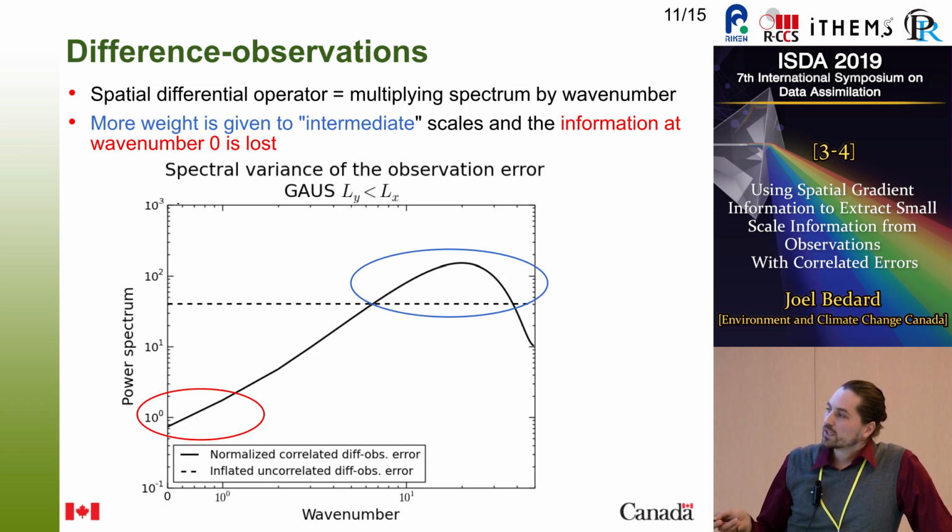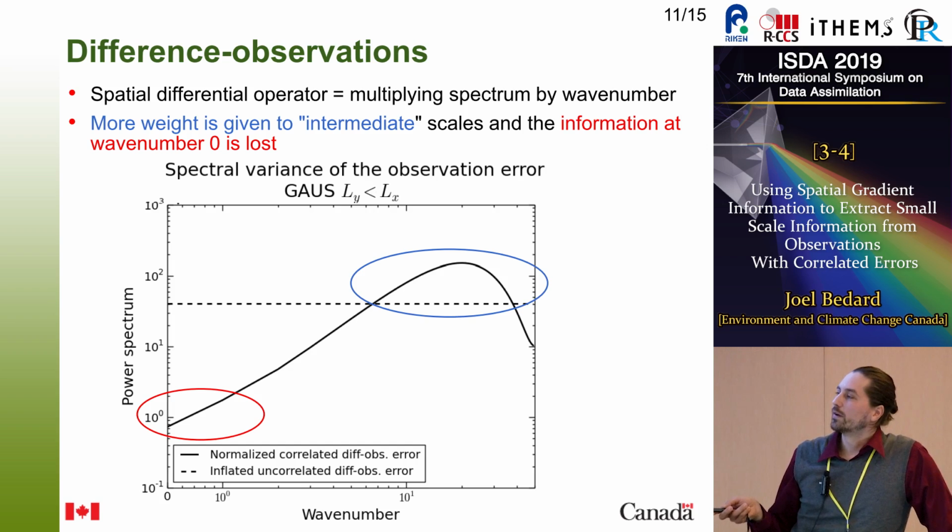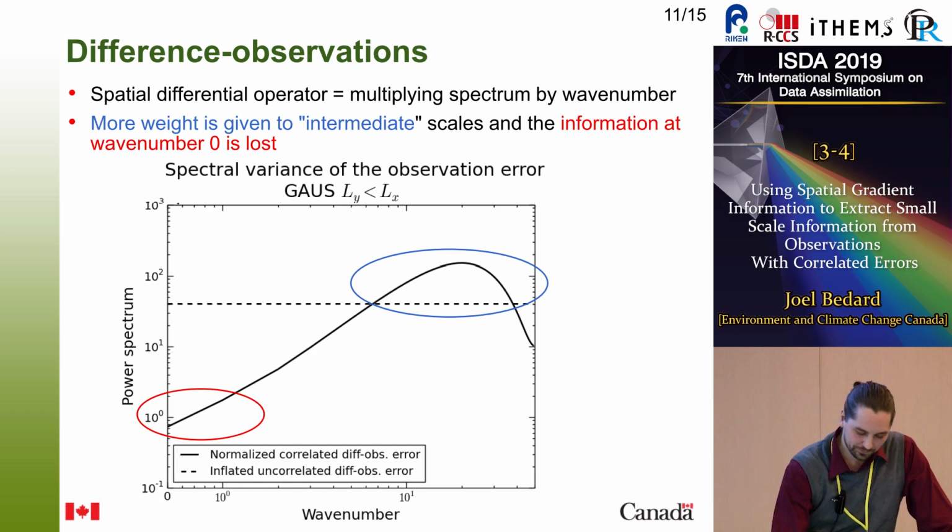I must admit there's a glitch in this graph, because normally when multiplying by wave number 0, the value should be 0, but as I was trying to find a way to plot wave number 0 in a log plot, I introduced this glitch, so beware of that.